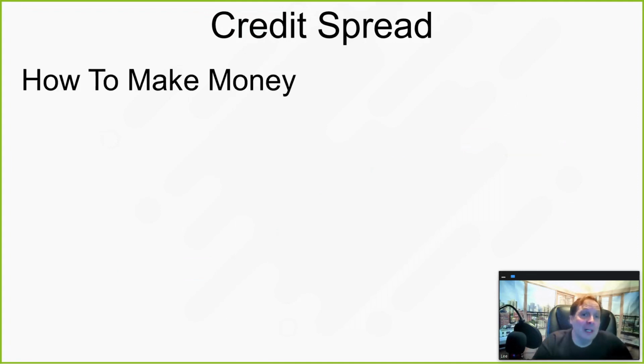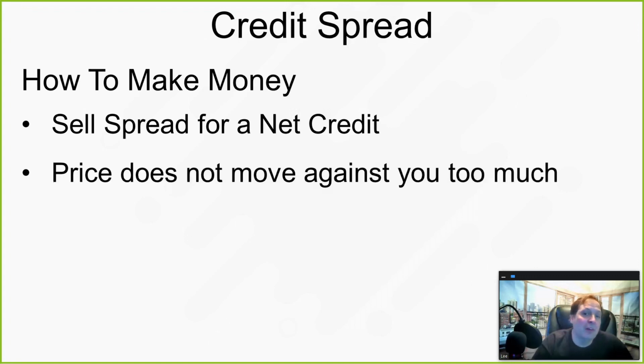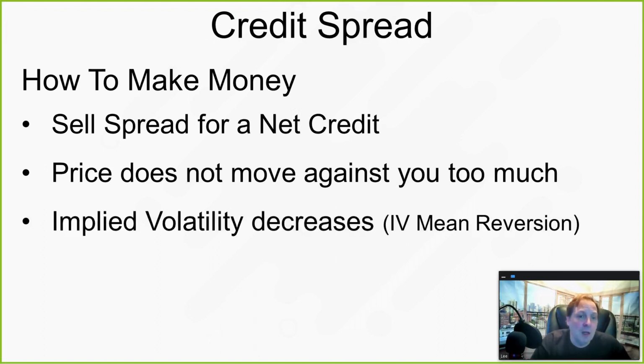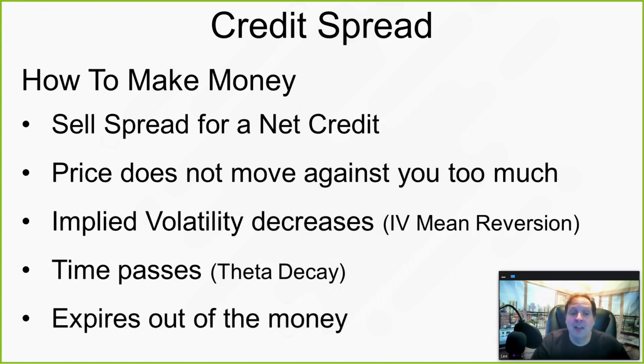Okay, so what does all this mean? How do you make money with credit spreads? Well, you start off by selling a spread for a net credit, and then if the price doesn't move against you too much, meaning it could move in your favor, or it could stay where it is, or it can even move against you a little bit, but as long as it doesn't move against you too much, you still make money. The implied volatility can decrease, and time will pass, and eventually it could expire out of the money entirely, and you get to keep the entire credit.